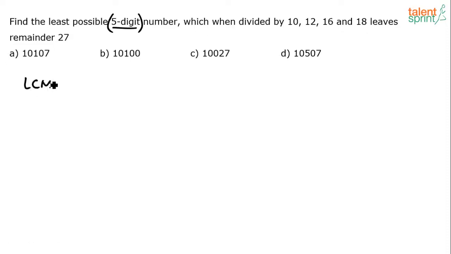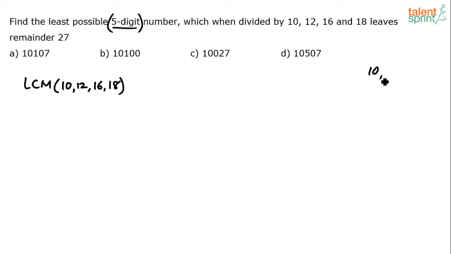So basically the first step is to find the LCM of 10, 12, 16 and 18, right? The LCM of 10, 12, 16 and 18 will give you the number which is perfectly divisible by 10, 12, 16 and 18. Then we will consider the fact that it is giving a remainder of 27, then the 5-digit number and all that, right? So let's check it out.